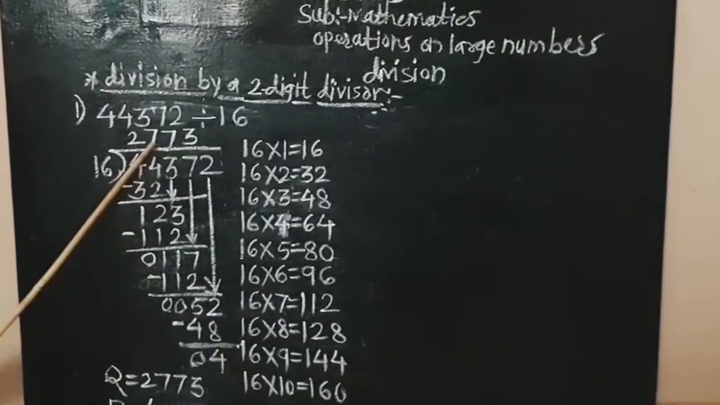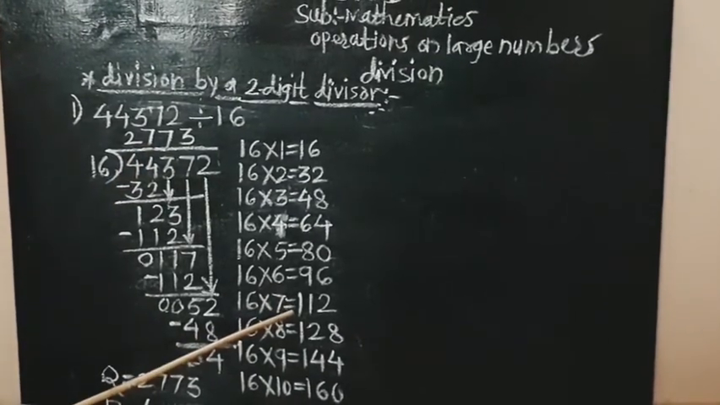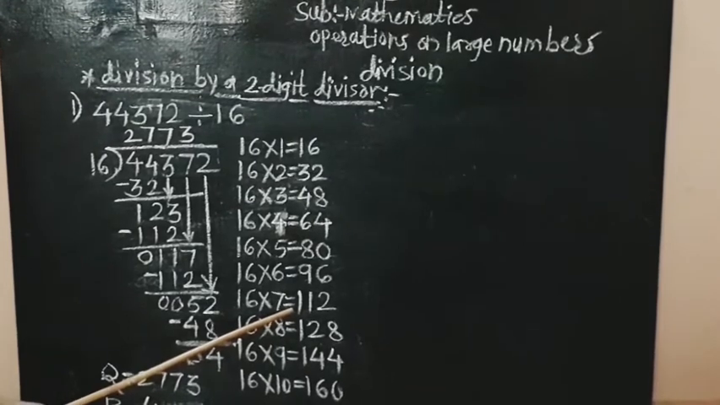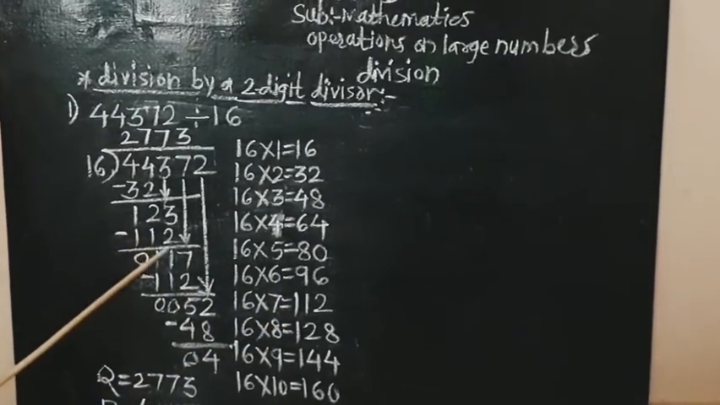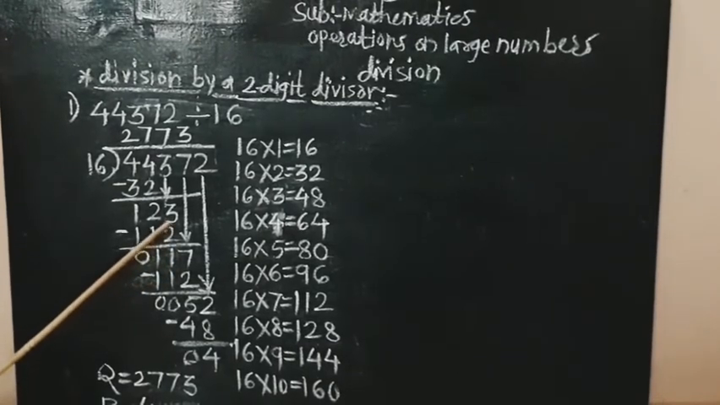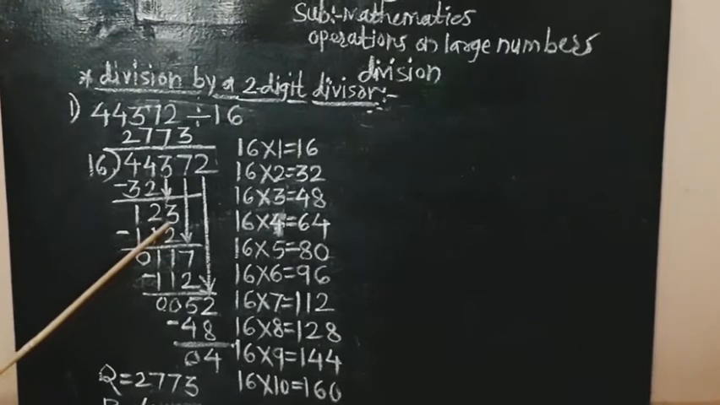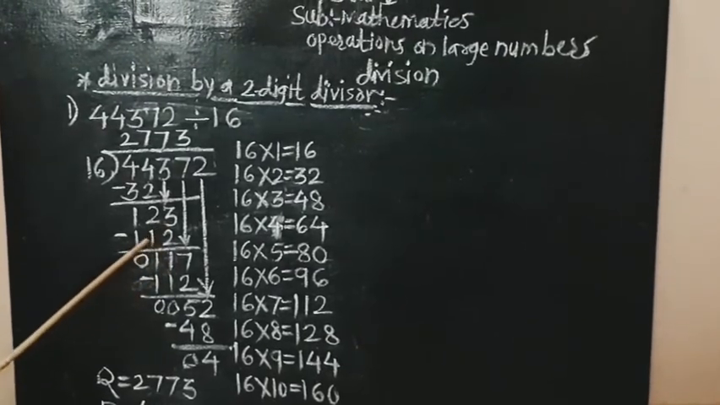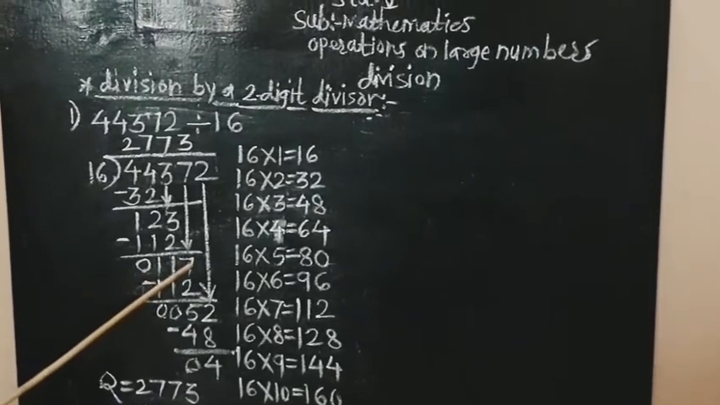Which number here? 7. Why do I write 7 here? Because 112 is the 7th place in the 16 table. So 123 minus 112. Again I am saying, subtraction is a very easy process for you. So 3 minus 2 is equal to 1. 2 minus 1 is equal to 1. Here I got 0. What is the next step?